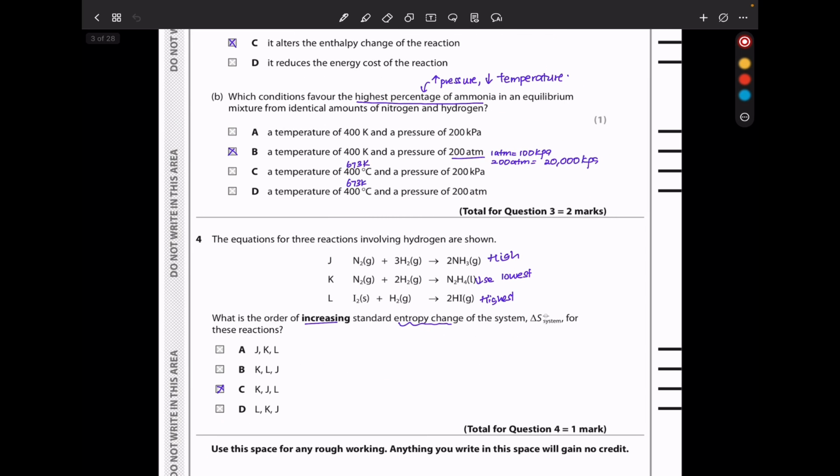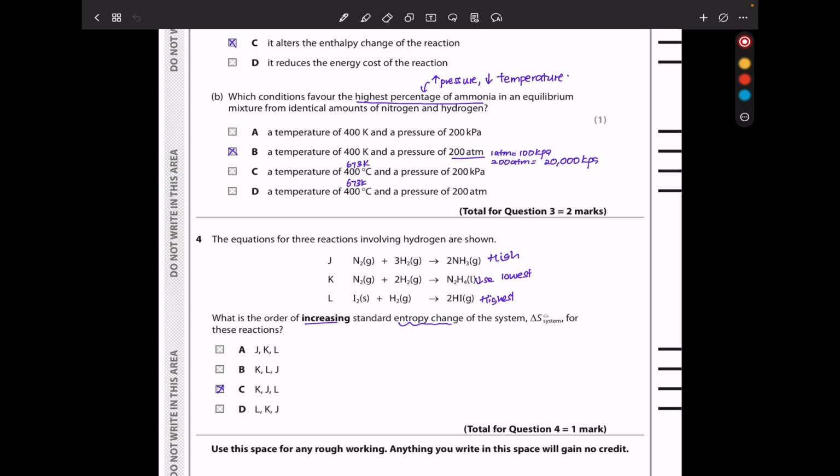In question 4, the equations for 3 reactions involving hydrogen are shown. They ask what is the order of increasing standard entropy change of the system for these reactions? To look at the increasing standard entropy change, it means which one is forming more gaseous components. Here we have a solid on the reactant side and we're forming gas, so this is going to be the highest. In this case, we're forming a liquid from gas, that is going to be the lowest, and this is going to be the intermediate.